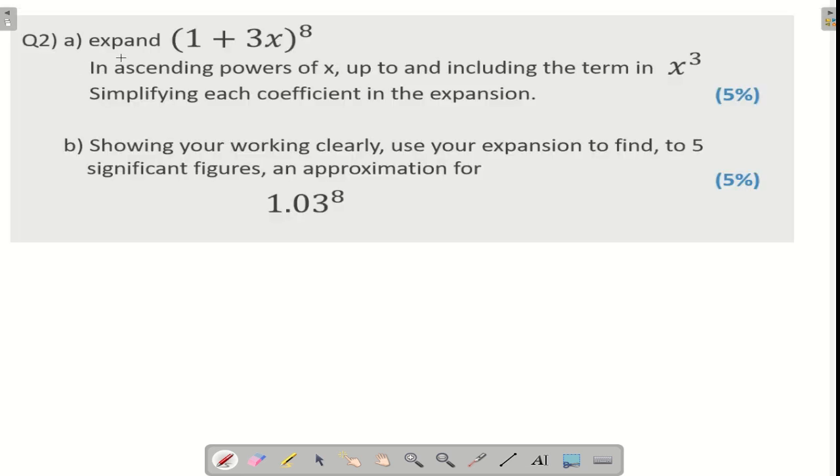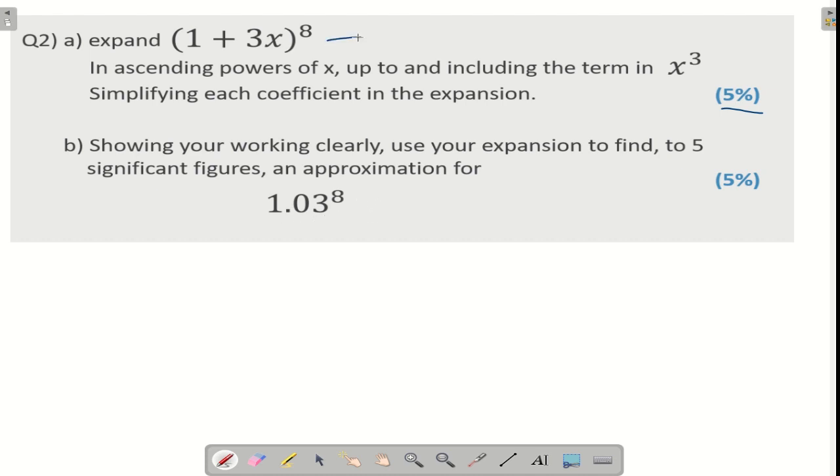Question 2, part A. Expand (1 plus 3x) to the power of 8 in ascending order of powers of x, up to and including the term in x cubed. Simplify each coefficient in the expansion. Part B: showing your working, use your expansion to find, to 5 significant figures, an approximation for the value of 1.03 to the power of 8.